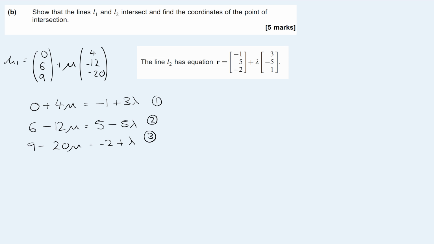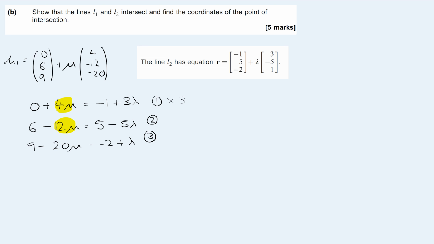So remember, to be intersecting we need to solve the first 2 and show that when we substitute it into the third it satisfies. If it didn't satisfy, that would be where the lines were skew. So looking at equations 1 and 2, I'm going to solve them simultaneously, and the thing that stands out to me is these mu terms here. So if I do 3 lots of the first, that's going to give me something that I can solve by elimination. So let's times the first one by 3.